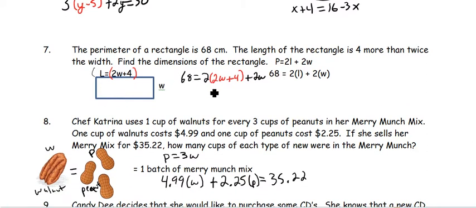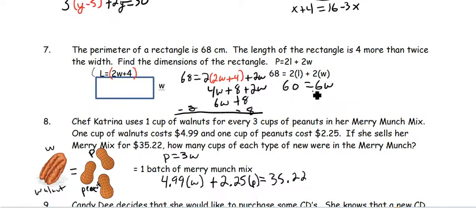So I'm going to distribute. That's 4W plus 8 plus 2W. That's 6W plus 8. Let's subtract 8. I'm going to bring all this over here. 68 minus 8 is 60 equals, and then what we have left is 6W. Divide by the coefficient. So W equals 10.